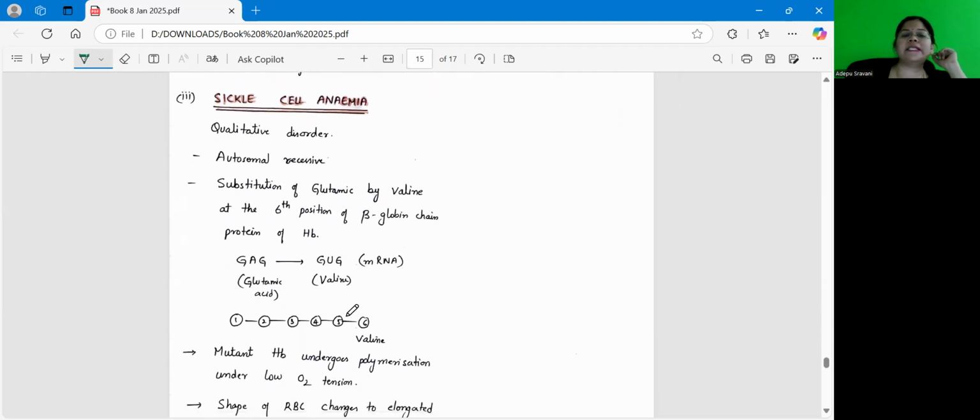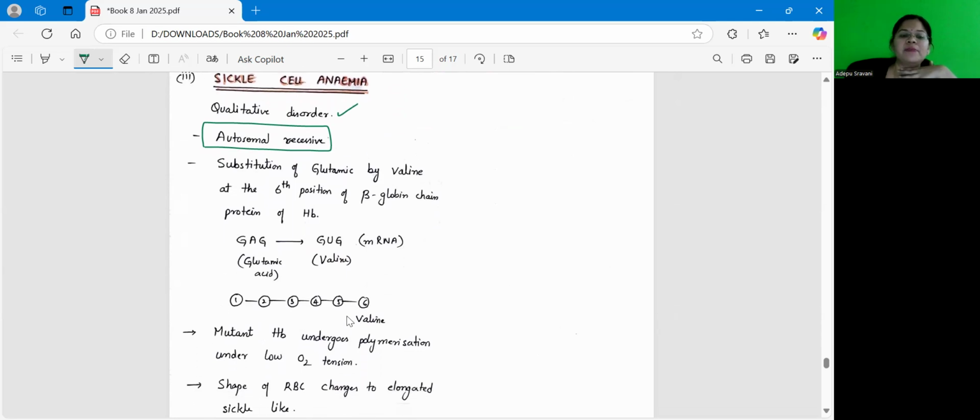Next, we'll talk about sickle cell anemia, which is an autosomal recessive disorder, and we call it a qualitative disorder. Why it is called qualitative, I'll tell you later. So what happens basically here is, I have mentioned sickle cell anemia somewhere before in this class. Can you tell me where? Point mutation, isn't it? In point mutation, I have mentioned sickle cell anemia.